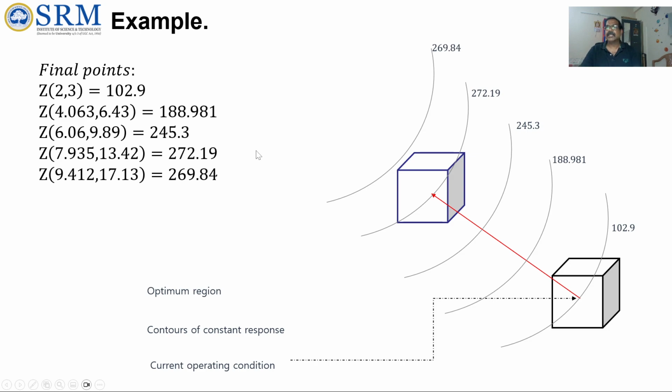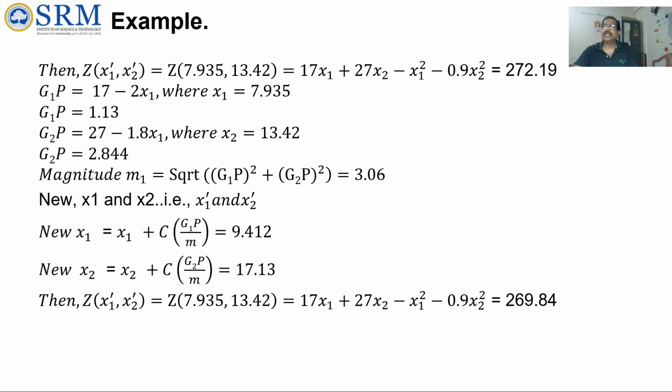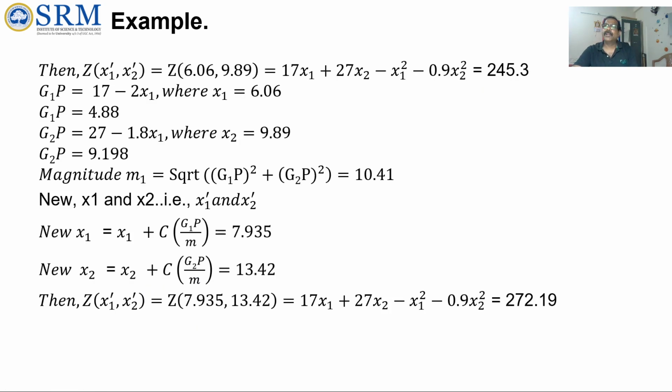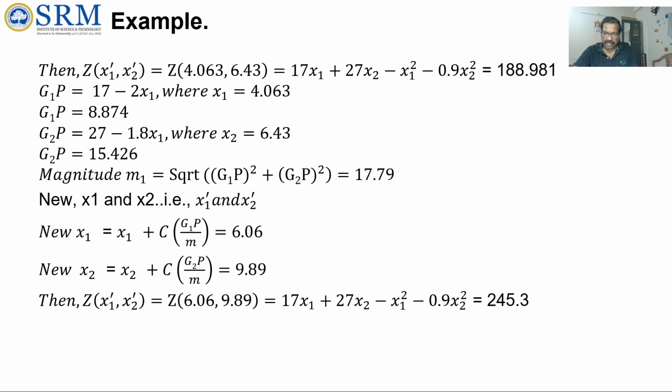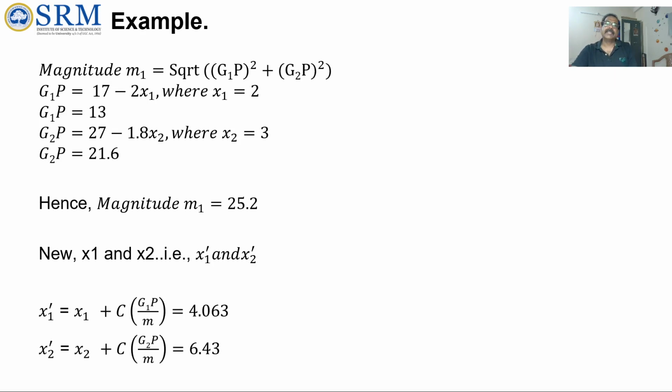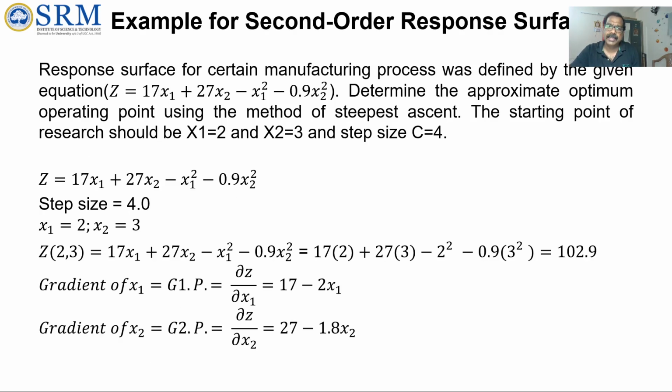Okay, this is the second order model. I hope you guys understood. Again I am repeating the process. What are the steps we need to do? First we need to substitute the x1 and x2 values in the given second order model, and we need to calculate the response value. That is what we have done.